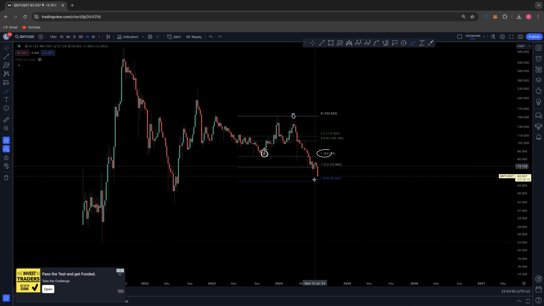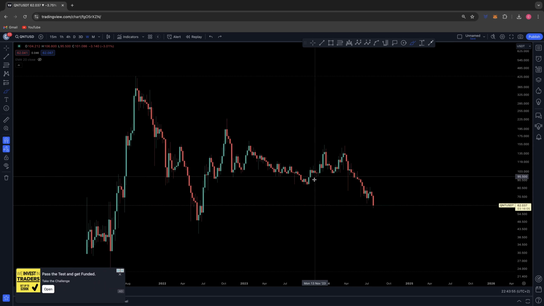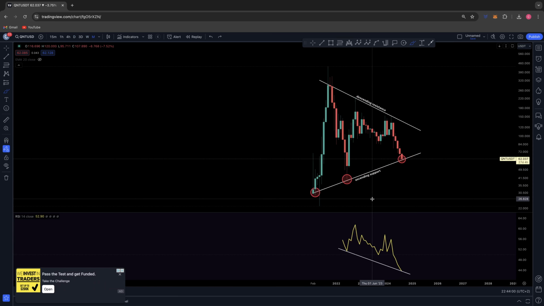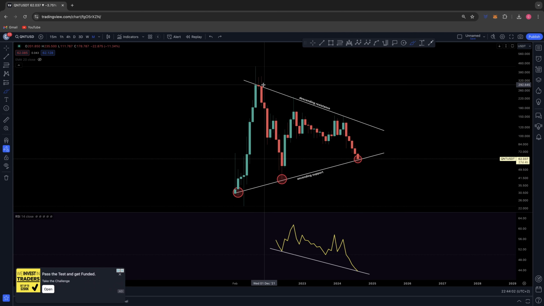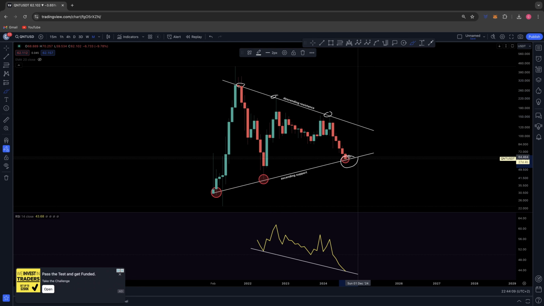A bit of a macro outlook and perspective. Overall, I think we are in a huge multi-year symmetrical triangle that I had up on the monthly time frames. We've had 3 points of contact on descending resistance, 3 points of contact on ascending support. We're looking to sort of bottom out around here somewhere, I think, and then at least start building a base before attacking this descending resistance once more.